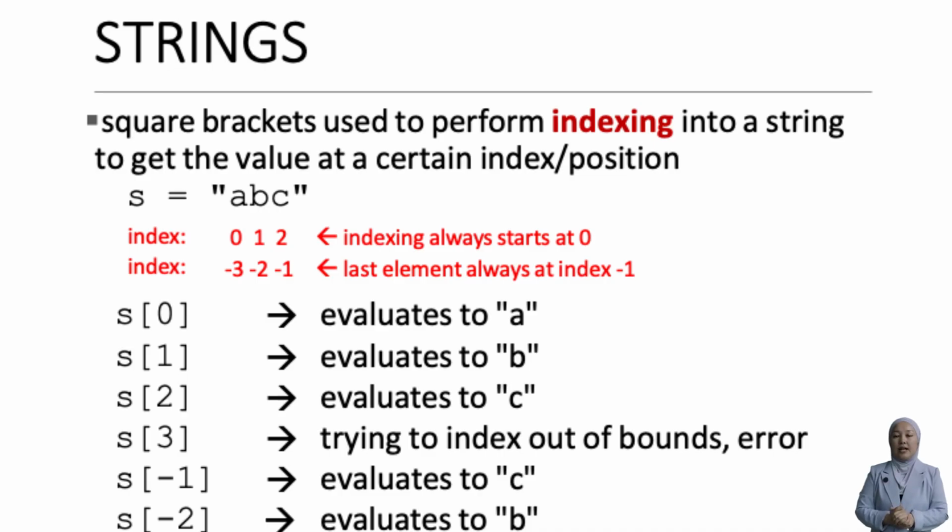To access individual characters, we use indexing with square brackets. This is a critical concept. Indices start at 0. For s = 'abc', s[0] is 'a', s[1] is 'b'. Trying to access s[3] is an error. It's out of bounds. Python also supports negative indexing. s[-1] is the last character, 'c'. s[-2] is the second to last, 'b'. This is incredibly useful for accessing the end of a string without knowing its exact length. Remember, index 0 is the first, index -1 is the last.